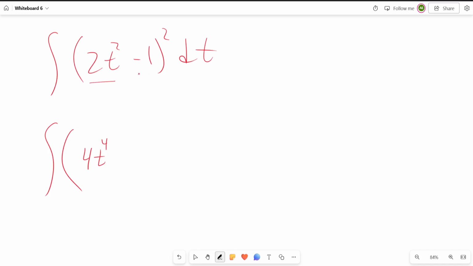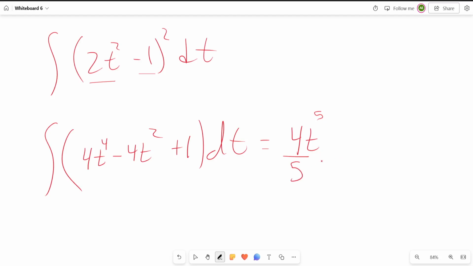And then first times second times 2. So 2t squared times negative 1, that is negative 2t squared, times 2 is negative 4t squared. And then the second squared, which is negative 1 squared, which is a positive 1 with respect to dt. Integrating that, I will have 4t power 5 over the new power, which is 5, minus 4t power 3 over the new power, which is 3, plus integration of 1, which is basically t, and we have a plus c in our answer.